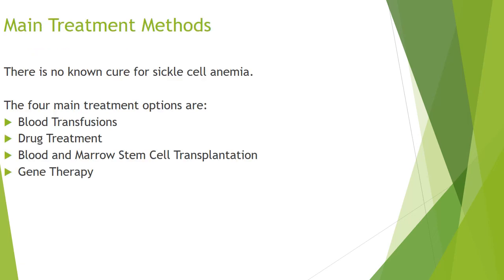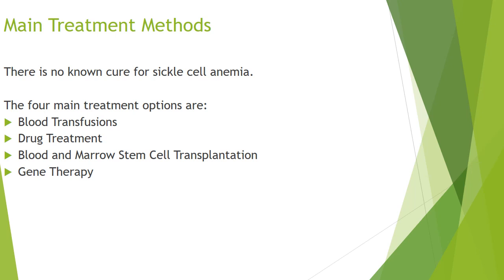The main treatment methods in the case of sickle cell anemia are blood transfusions, drug treatment, blood and marrow stem cell transplantation, and gene therapy. The indications for blood transfusion are acute chest syndrome, stroke, severe anemia, acute splenic sequestration, and exchange transfusion in life-threatening crisis. The drug treatment is given to patients who are especially susceptible to infection. The drugs include penicillin, folic acid, and hydroxyurea.